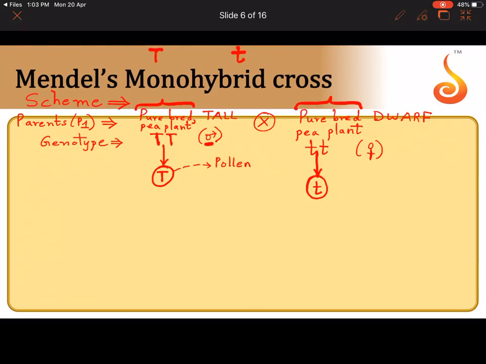You don't have to write this in the scheme. This is only for your understanding. And this will be the egg. The pollen carries a single capital T allele and the egg carries a single small t allele, because both are, in brackets I am writing here, haploid. So on the left side, what should I write here? On the left side, I should write gametogenesis.